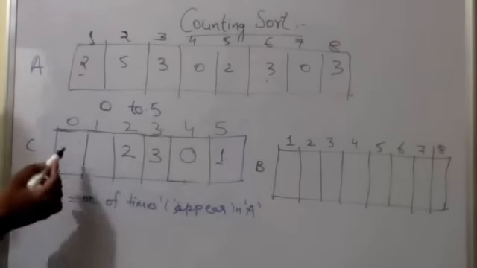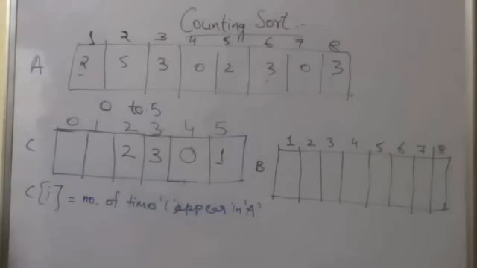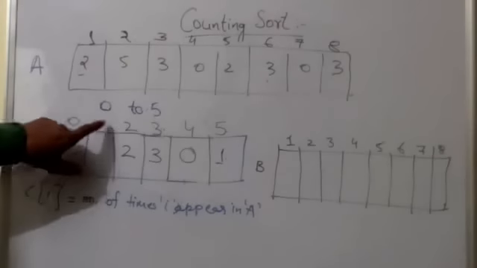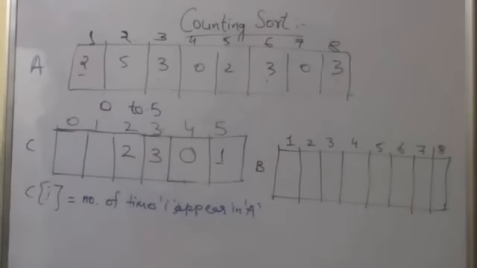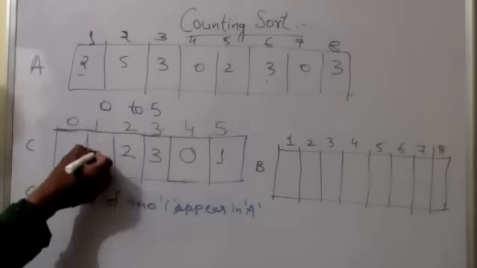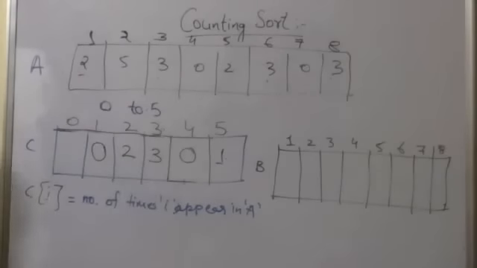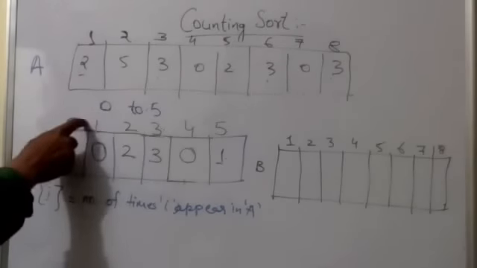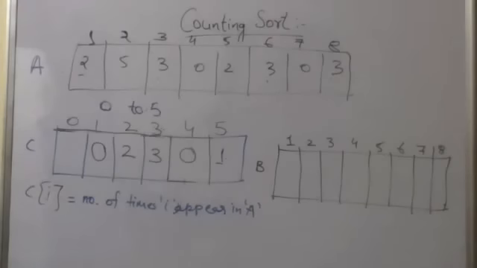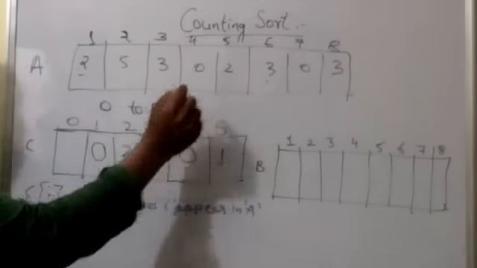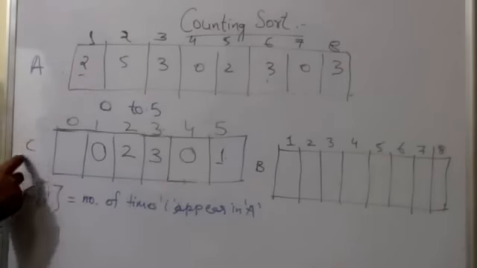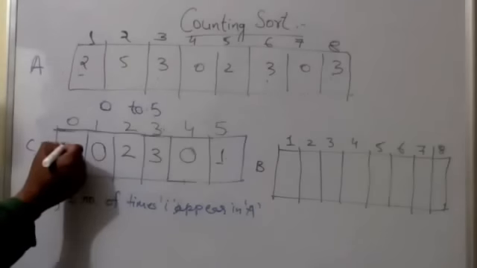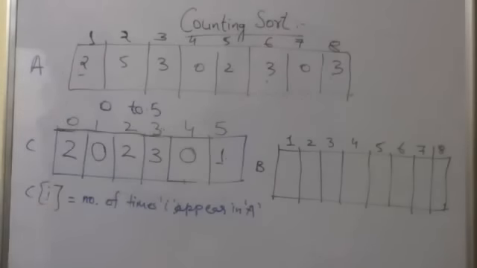Now what value will be stored at index 1? This element 1 does not appear in array A. So at index 1 in array C, we will store 0. Now see the index 0 in array C. This element 0 appears twice in array A. Therefore at index 0 in array C, we will store the value 2.